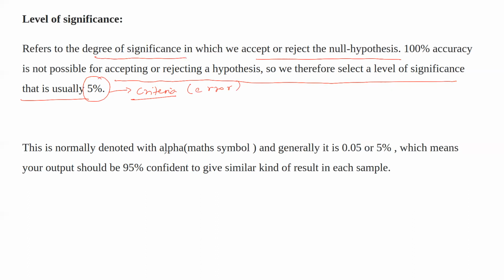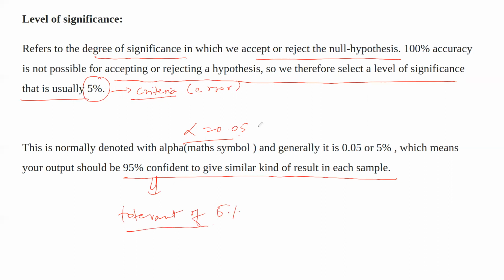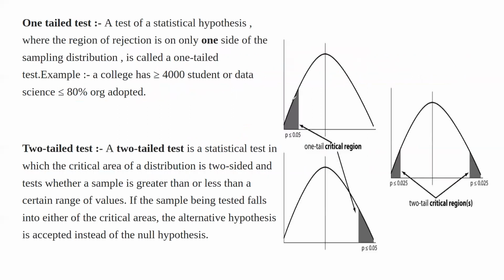This is normally denoted by alpha. We say that alpha is 0.05, taken as 0.05 or 5%, which means that your output should be 95% confident to give a similar kind of result in each sample. So hence we give a tolerance of 5%. So 5% tolerance is there. Right. So this is what significance level is.